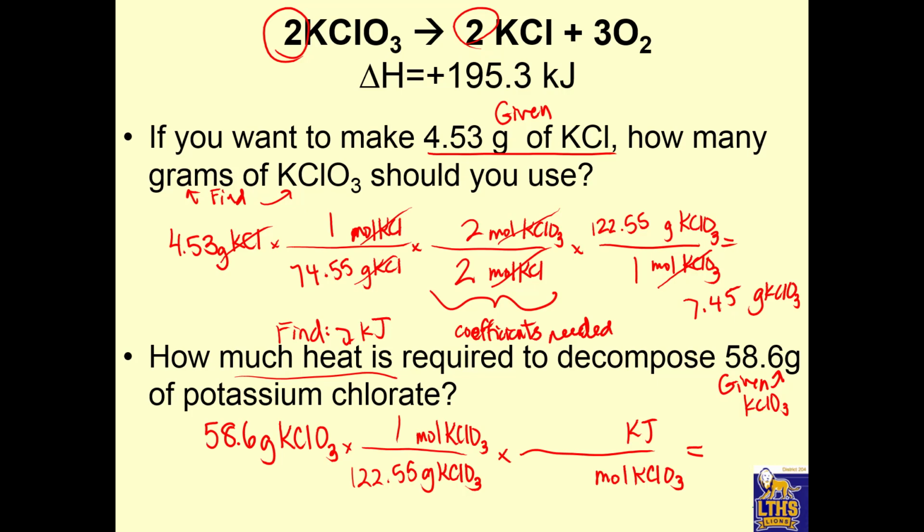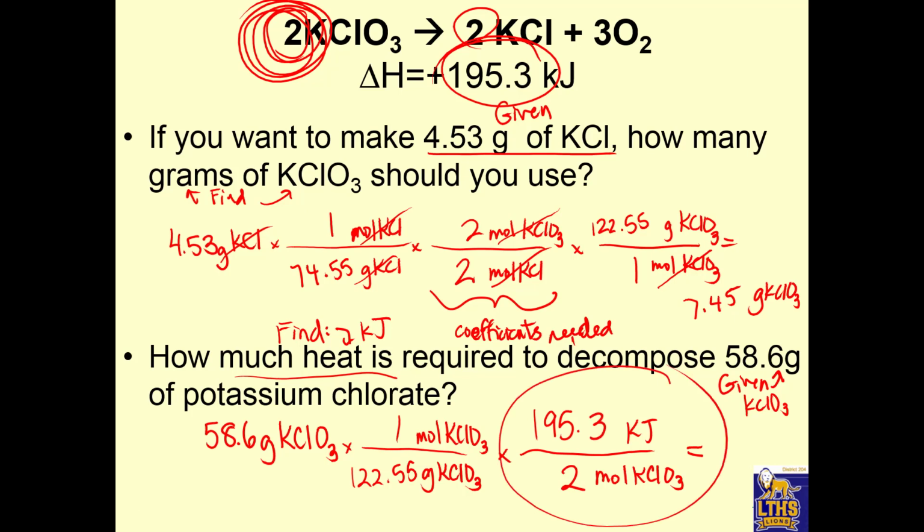Balanced equation. Moles of KClO3 is 2, so I put a 2 there. Kilojoules is 195.3. Okay, so these come from the coefficients, the heat coefficient and the coefficient. And then goodbye grams, goodbye moles, hello kilojoules. And it is 46.69 kilojoules of heat needed to go in.